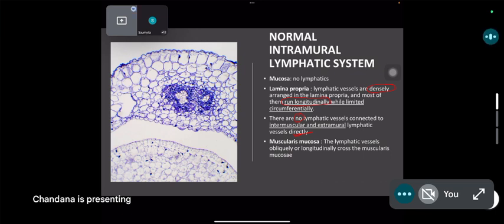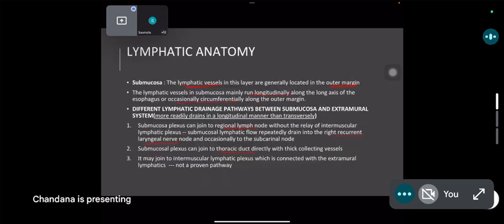Okay, next is the muscularis mucosa. This also has both oblique and longitudinal lymphatic spread. Coming to the submucosa, our main part, the lymphatic vessels in this layer are generally located at the outer margin, and they have longitudinal flow, and occasionally circumferential flow. So there are different lymphatic drainage pathways between the submucosa and the extramural system.